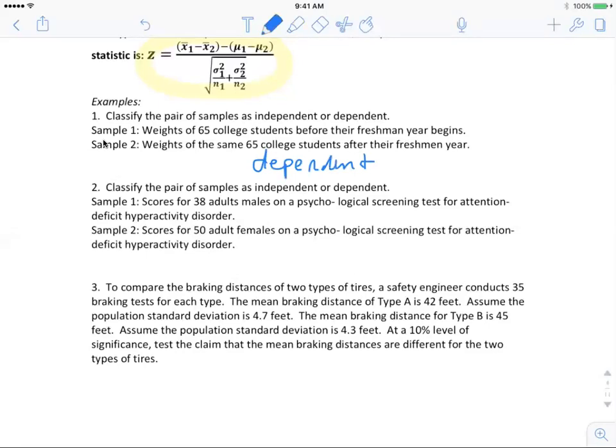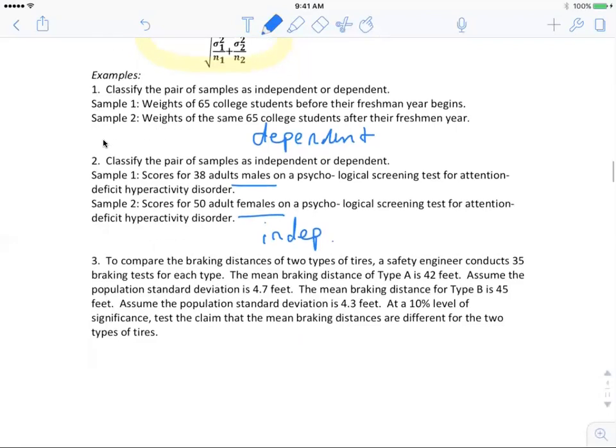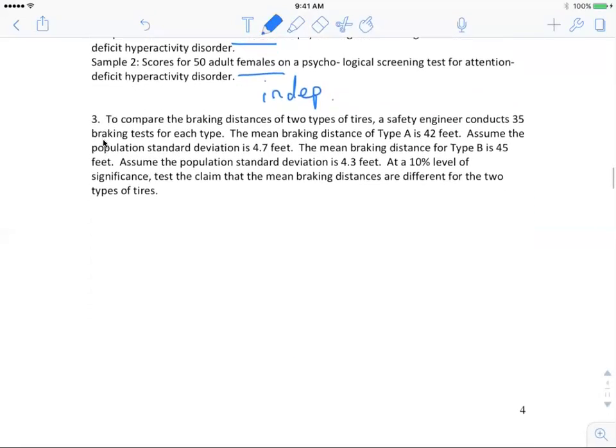For number 2, though, notice you're comparing males versus females, 2 totally separate samples. So that will be an example of independent. Okay, so usually the dependent is like a before and after, and we'll get to that in 8.4. Independent is just 2 separate, unrelated samples. Okay, so let's try a full hypothesis test of independent samples comparing means.